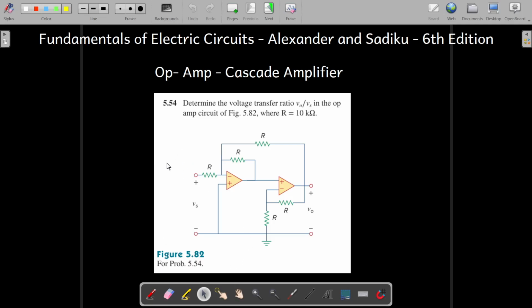Hello everybody, now we are going to solve a problem from Fundamentals of Electric Circuits by Alexander and Sadiku, 6th edition. It is a cascade amplifier of op amps. We have two stages of op amps here, and the problem number is 5.54. Okay, now let's get started to solve this problem.